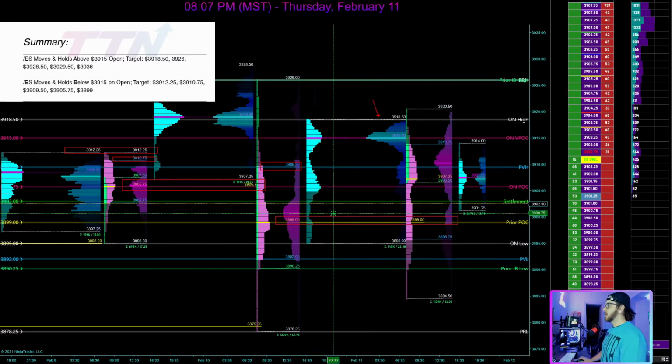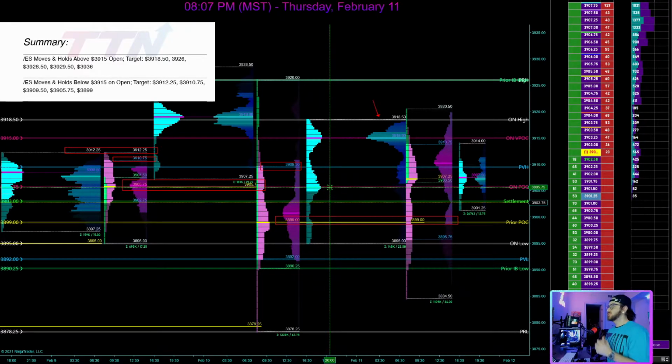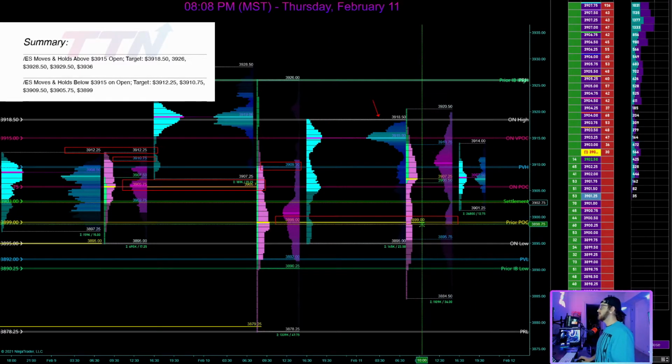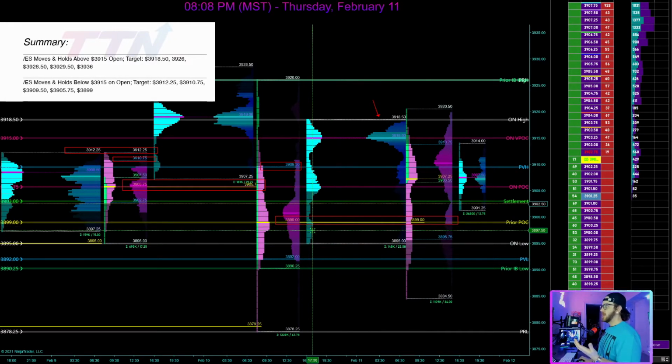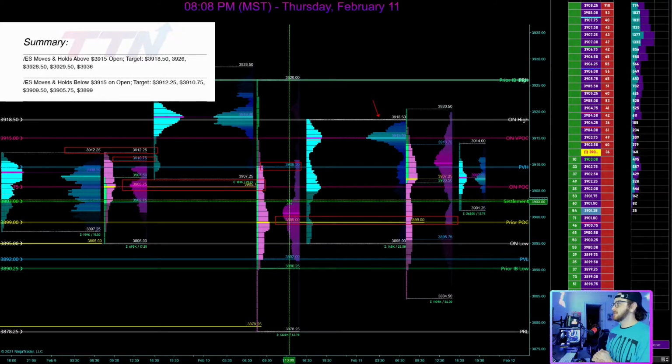So where I have this naked point of control labeled, you'll see that it was tested in the overnight session, but it did not close or it was not tapped until this level was actually tested in the regular trading hour session. So if you guys use NinjaTrader, use the market profile, and you see a naked POC and you see it go through an overnight session, it's still naked because it hasn't been tapped in a regular trading hour session. So furthermore, if you see price around a naked POC, especially in a regular trading hour session, very, very high probability that that level is going to basically suck price into it like a magnet. So keep an eye out for those levels, and it got tapped very nicely.